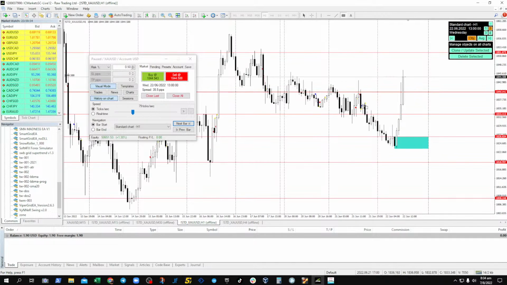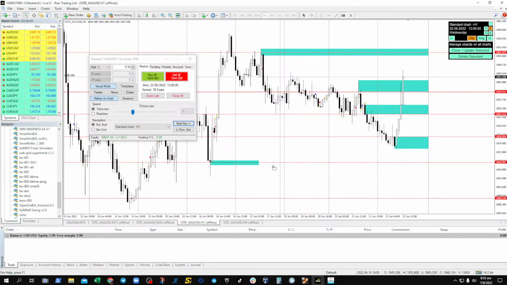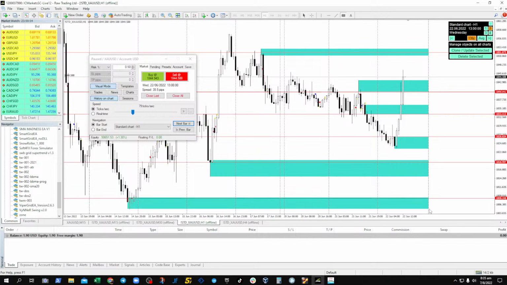So we want to see this level. This is the broken level, and actually this is a good entry to continue to go up, as price already broke this supply zone above it. We take the buy over here. And of course this by itself is up here, and this one is down here, and this guy is down here.